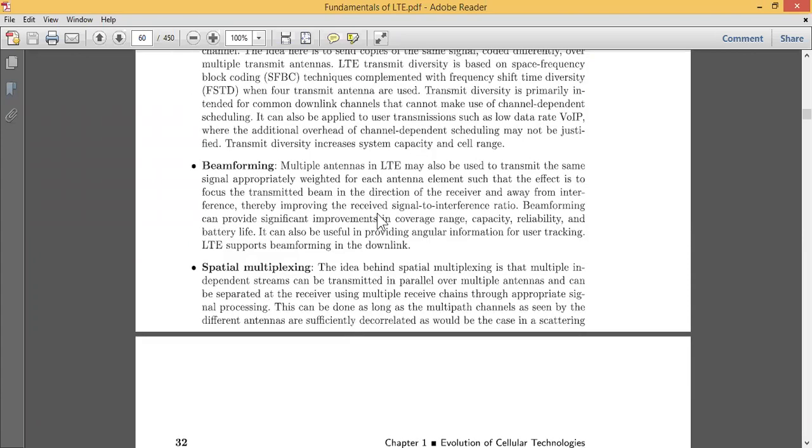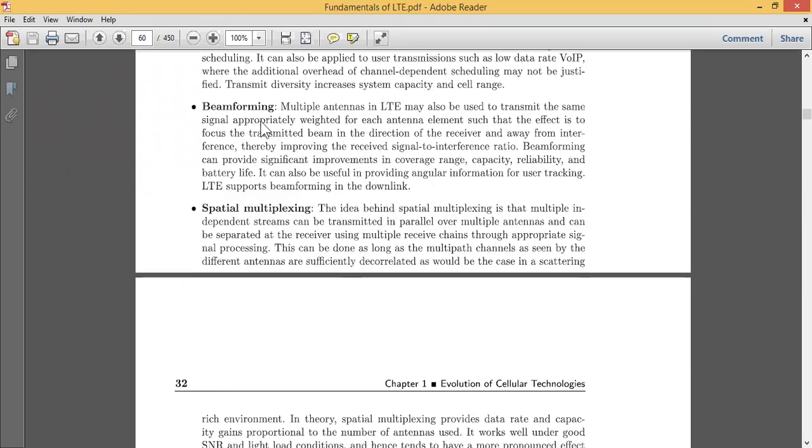Then the second advantage or technique used in multiple antennas is beamforming. This is another important topic in multiple antennas: it may be used to transmit the same signal appropriately weighted for each antenna. In the sense, all the weights will be assigned in an appropriate manner, right? Such an effect will focus the transmitted beam in the direction of the receiver. For example, if you have one transmitter and one receiver, or multiple transmitters and multiple receivers, what we try to do is assign the weights, in the sense of giving some numbers or some codes, right?